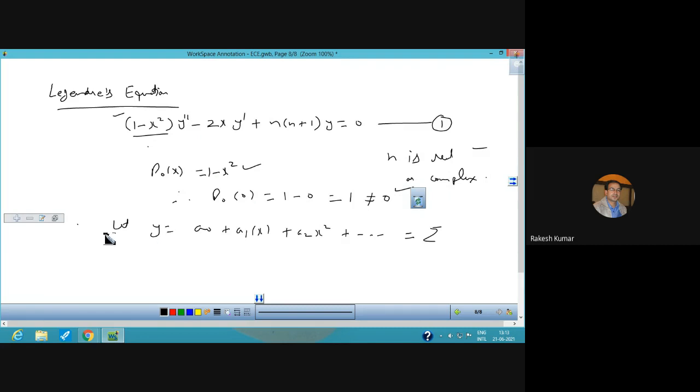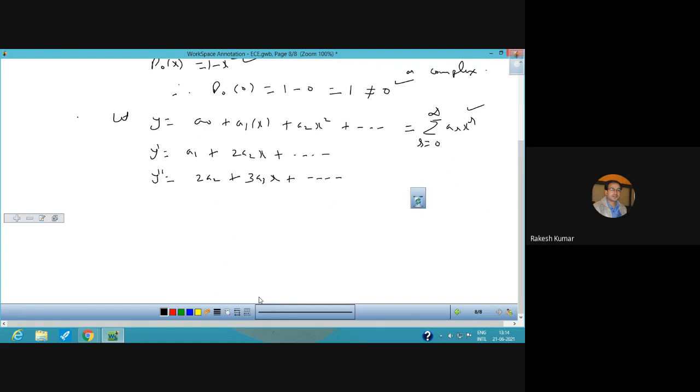So let us assume the solution in series of this form, and this can also be written as summation of a_r x raised to power r, r from 0 to infinity. So in summation form, this is the solution. Now you can find out the derivatives, that is a1 plus 2a2x plus so on, and the double order derivative will be 2a2, and the next should be 3a3x plus so on. These are the derivative terms, first order derivative and second order derivative.